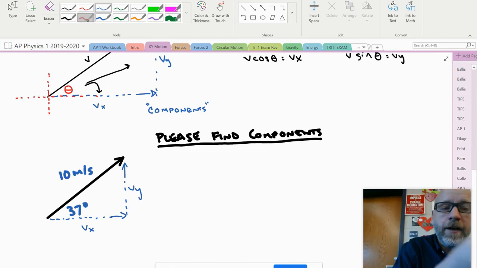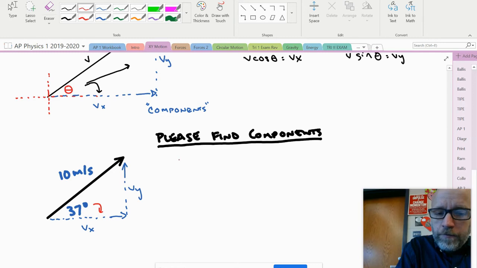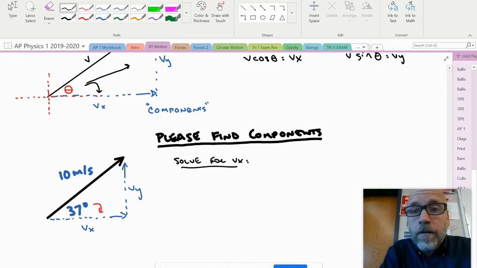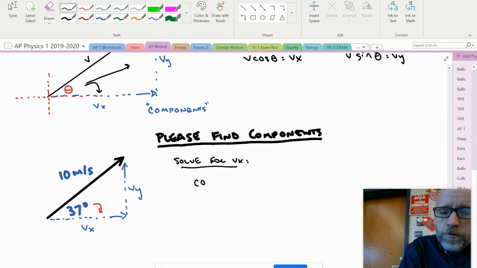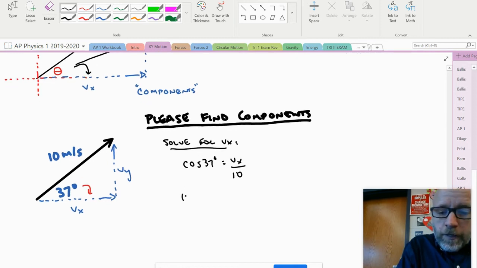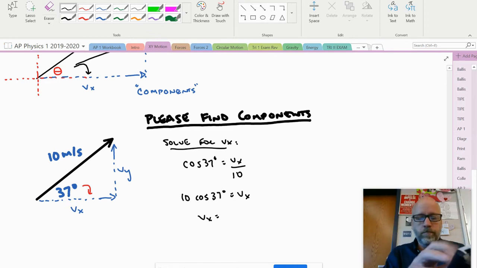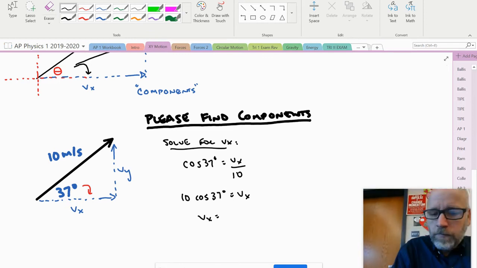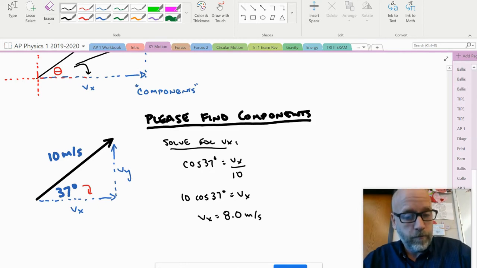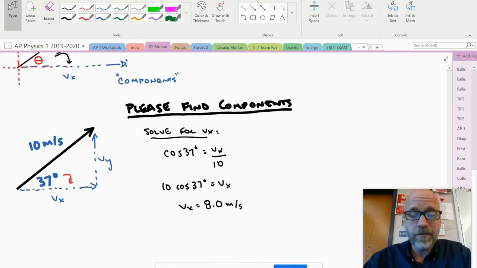Now, Vx is adjacent. So to solve for Vx, go ahead and get your calculators out. I'm going to say the cosine of 37 degrees equals Vx over 10. So 10 cosine of 37 degrees equals Vx. So Vx is going to be equal to, that's right, just about 8. I'm going to round a bit here. Often for 37 degrees, we can use 0.8 for cosine and 0.6 for sine. So that means it's going in the x direction at 8 meters per second.